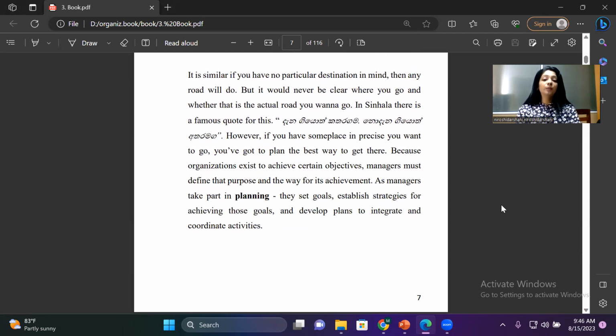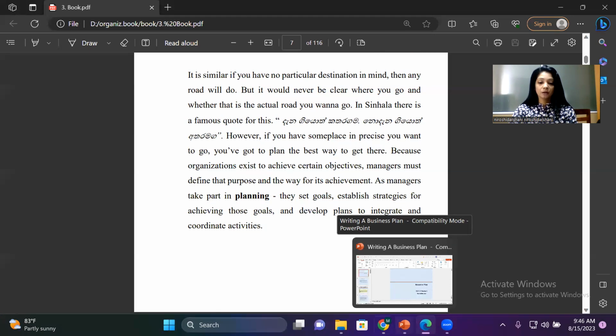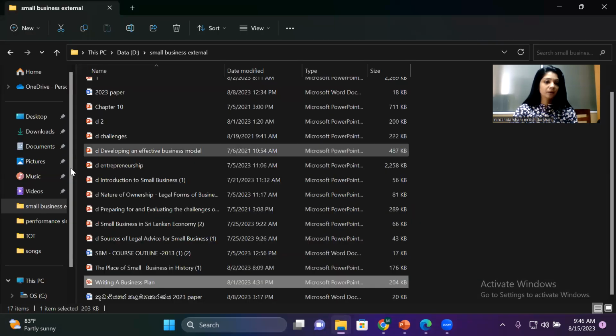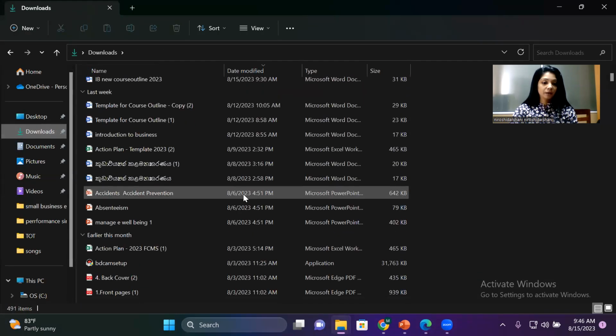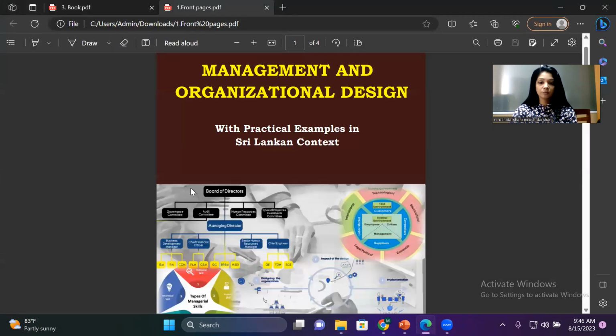So what is planning about? It sets goals, establishes strategies for achieving those goals, and develops plans to integrate and coordinate activities. I told you these notes have been taken from the book I have shown you. I'm not particularly sure whether I would be able to find it right now. Let me find it. So this is the book I told you about.